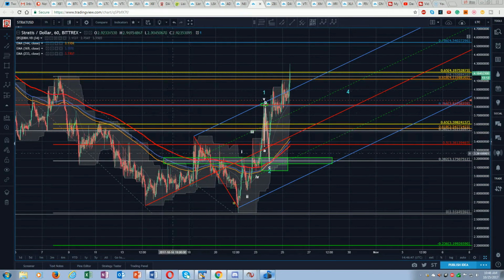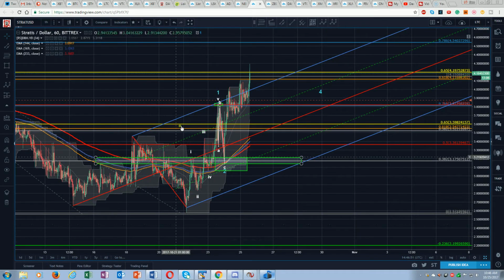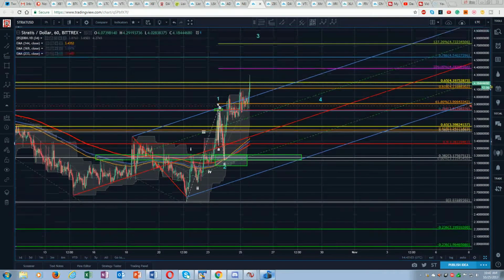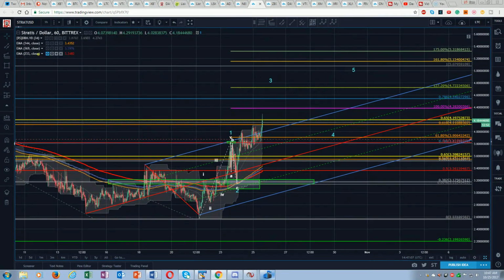So now we look at that and we say, okay, well, if that's a third wave, where's it likely to go? So we would just take our alternate tool. We'd go from our 1 low, project from our 2 low, and we're looking for those high probability zones. So where's the most likely target for a third wave? Right here between the 618 and the 75.